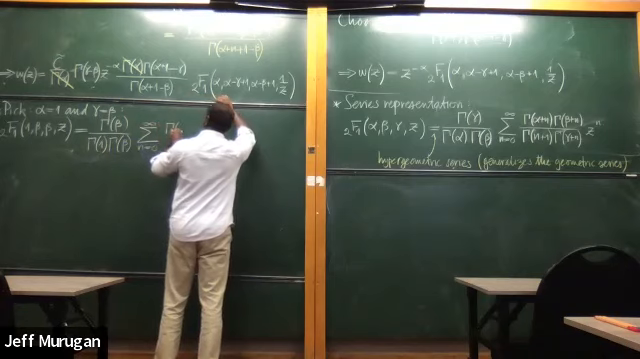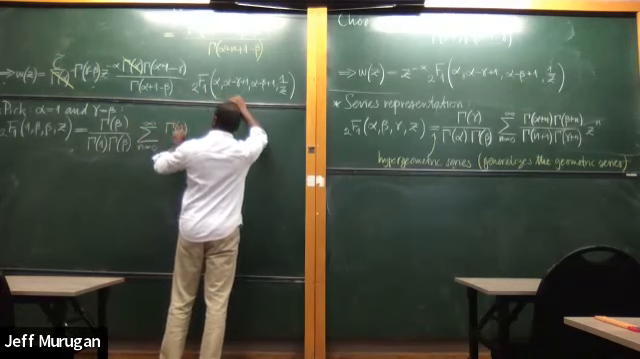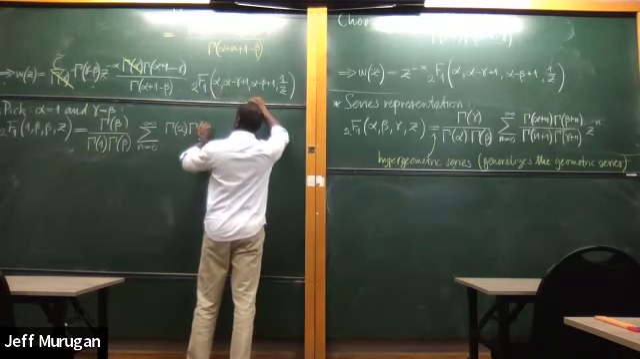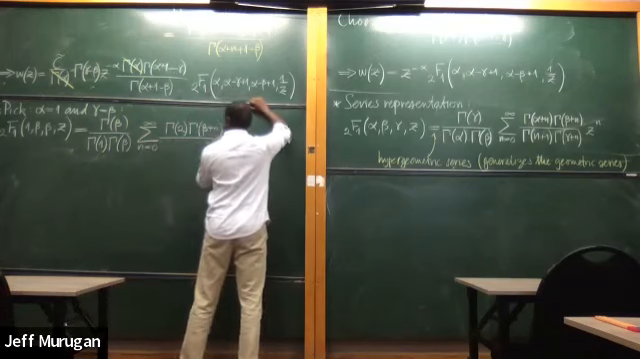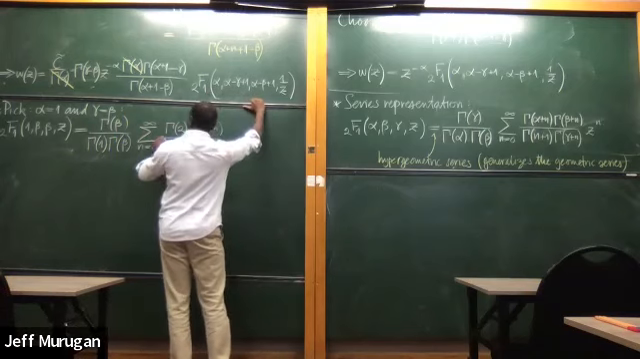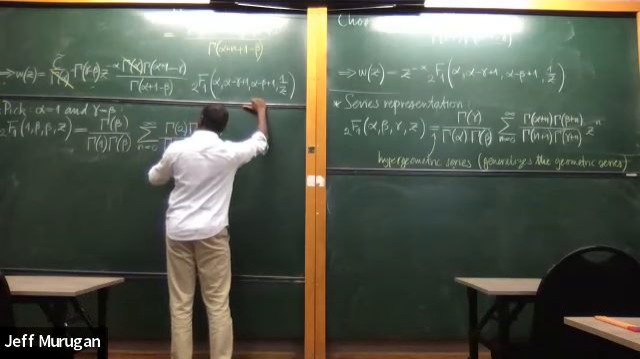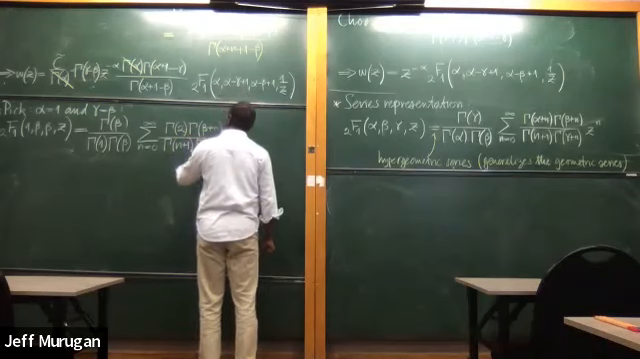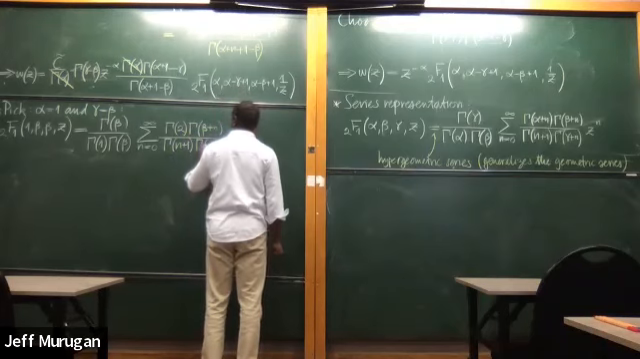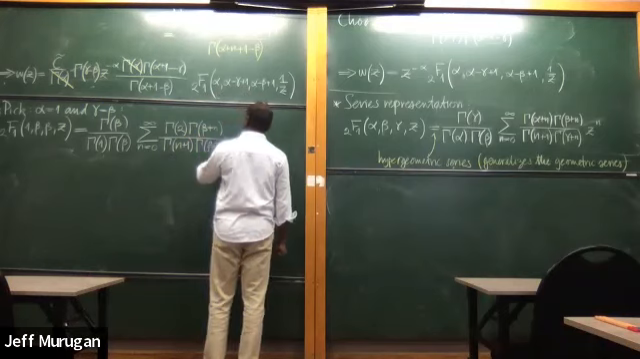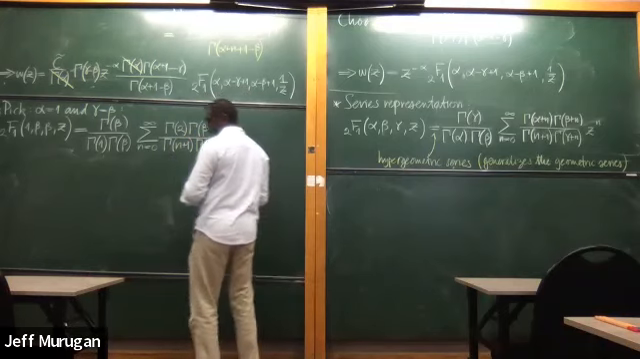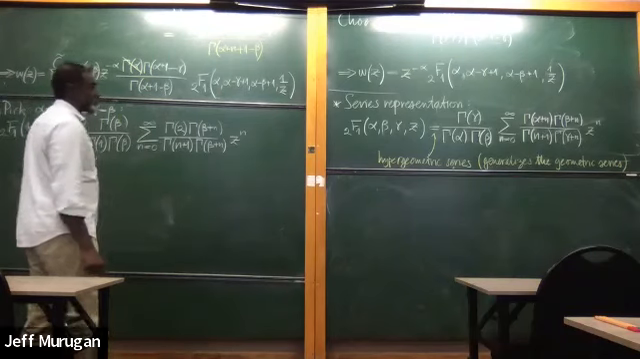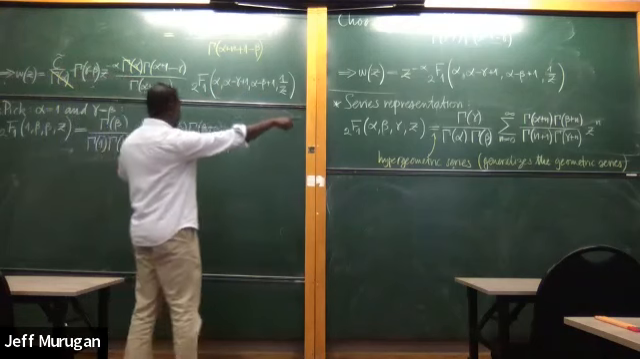of Gamma(1 plus 1) is 2, Gamma(beta plus n) over Gamma(n plus 1) over Gamma(beta plus n) times z to the n. Sorry, that should be 1 plus n.